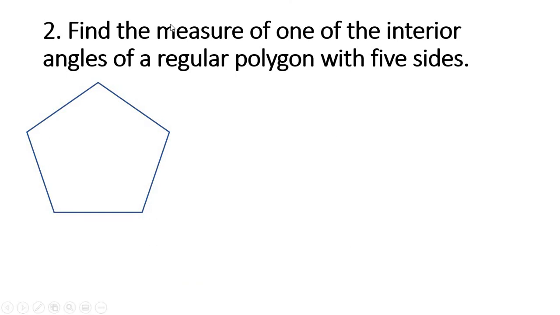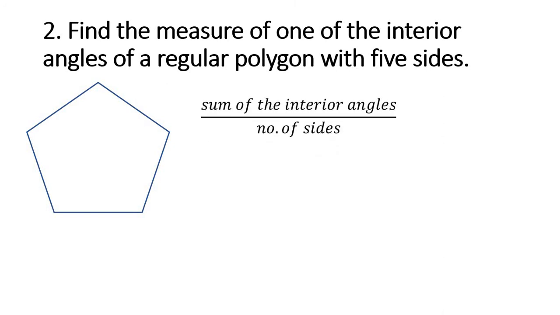Next, find the measure of one of the interior angles of a regular polygon with 5 sides. So, dito naman ang pinag-uusapan natin ay pentagon. Okay. So, how are we going to find the measure of one of the interior angles of a regular pentagon? The sum of the interior angles divided by the number of sides, or pwede ring number of angles. Okay?